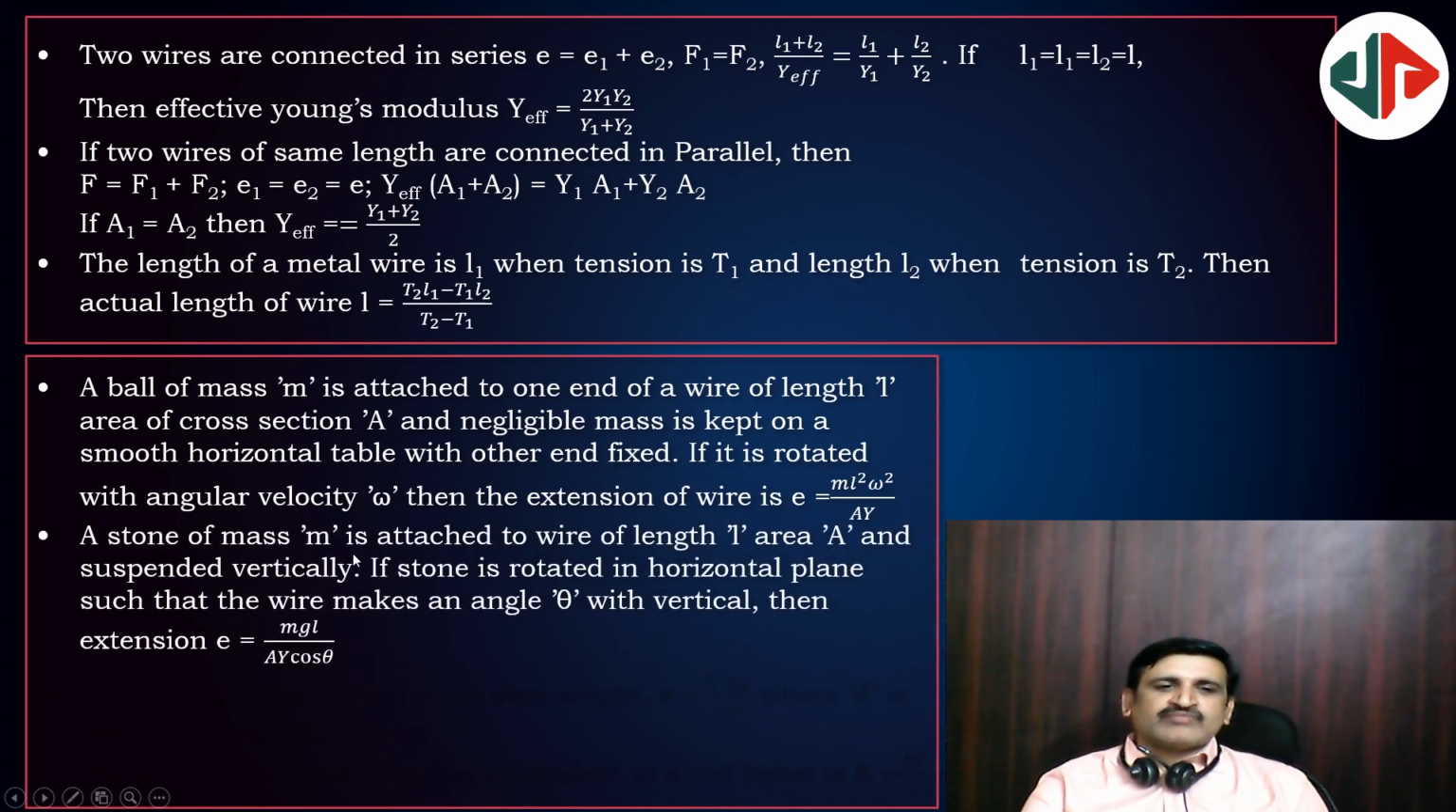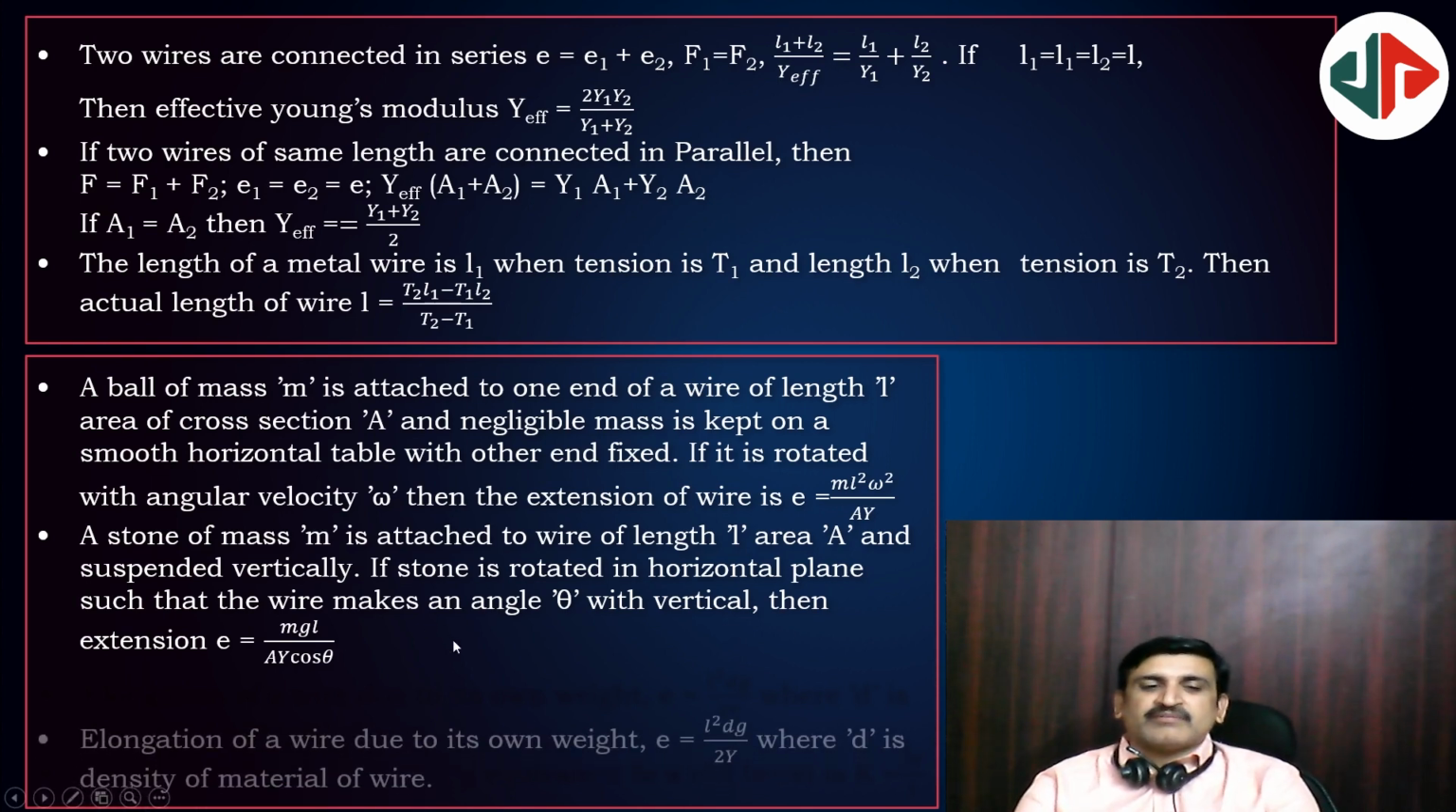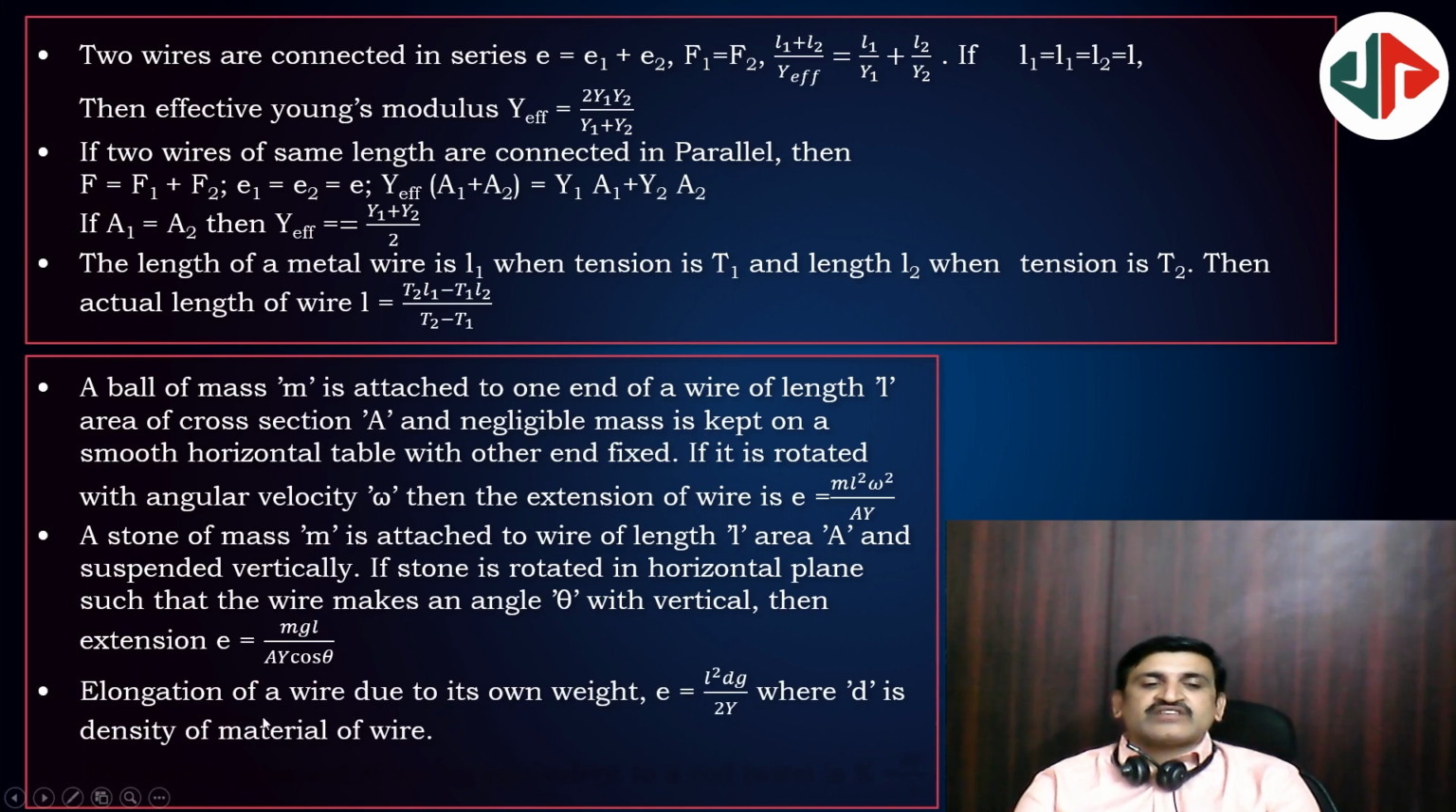A stone of mass M is attached to wire of length L, cross section area A. The stone is rotated in a horizontal plane, then E is equal to mgl by AY cos theta when the stone makes an angle theta with the vertical. So at different places, different elongation you can expect, because the gravitational component is going to change. That will be better.